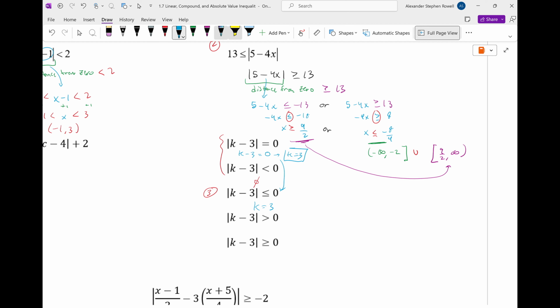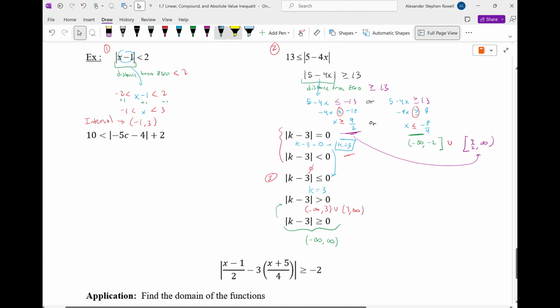For the fourth scenario, absolute value of k minus 3 is greater than or equal to 0. An absolute value is always greater than or equal to 0, no matter what. So this would be all real numbers, negative infinity to infinity. And the scenario above it, we just have to throw out the case where k is equal to 3. So from all real numbers, we throw out k equals 3. That would be all the numbers from negative infinity to 3. You don't include 3. So I put parenthesis, union, the values from 3 to infinity. And once again, we do not include 3.